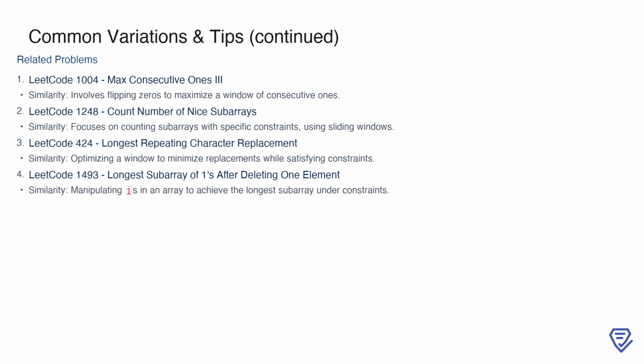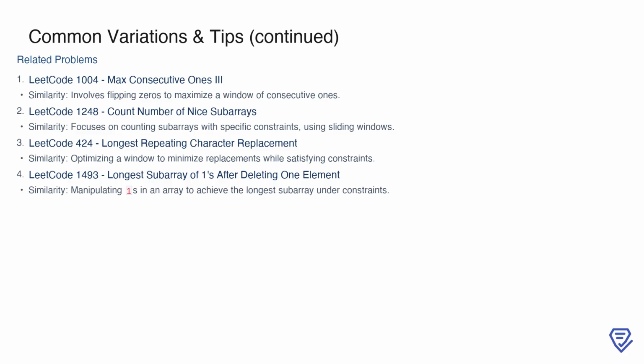This problem also shares similarities with other common LeetCode questions, which can help you recognize useful techniques. For example, in LeetCode 1004, Max Consecutive Ones III, you flip zeros to maximize a window of consecutive ones, which involves similar trade-offs. In LeetCode 1248, Count Number of Nice Subarrays, the focus shifts to counting subarrays with specific constraints, but sliding windows play a critical role there as well.